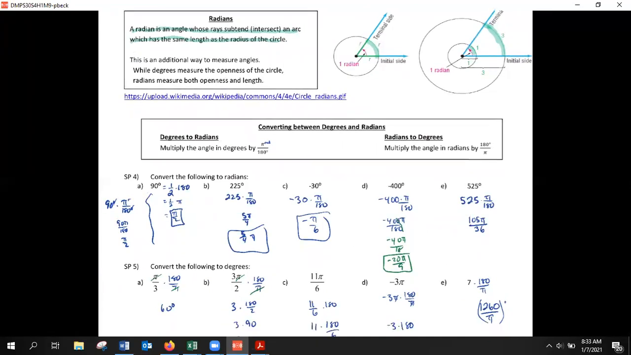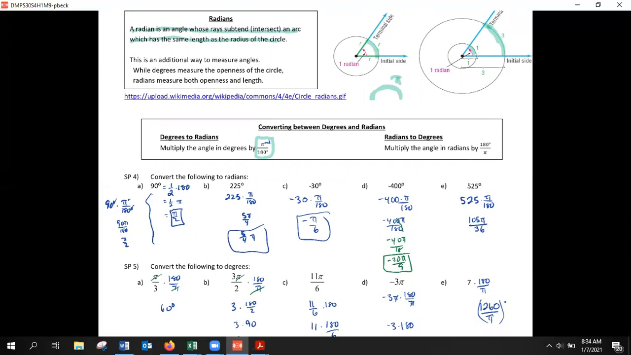Convert between degrees and radians. If we go from degrees to radians, we want to look at what I consider the conversion factor. This is where dimensional analysis is something that I like to refer to a lot. As I showed you before, halfway around the circle is pi radians, which is equivalent to 180 degrees. So that's going to be our conversion.